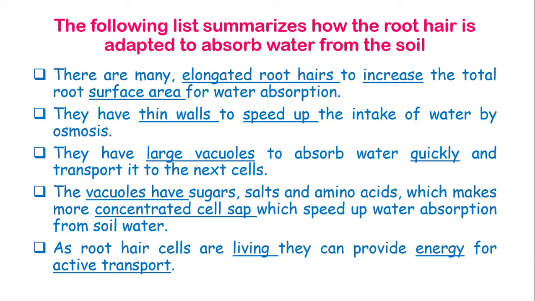Now the root hair cell has a large vacuole, so it will also speed up the absorption, and this vacuole has concentrated cell sap because it has sugars, salts and amino acids in the cell sap, and more concentrated cell sap means lower water potential. So the root hair cell can easily absorb water from soil because in soil the water potential is higher. And the last one is root hair cells are living cells, so they do respire and they can use energy for active transport. So that's all for today.